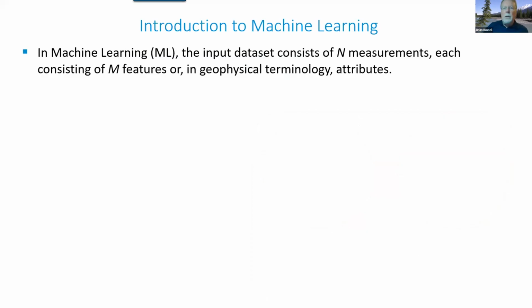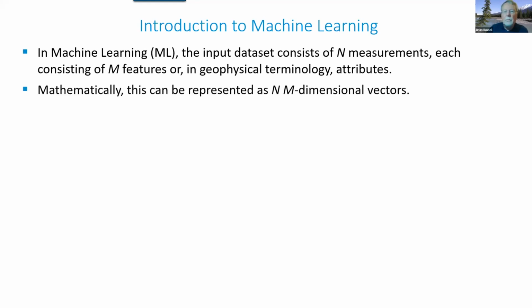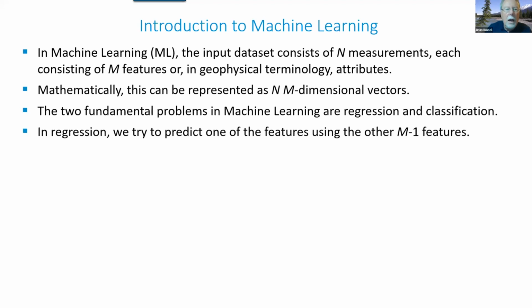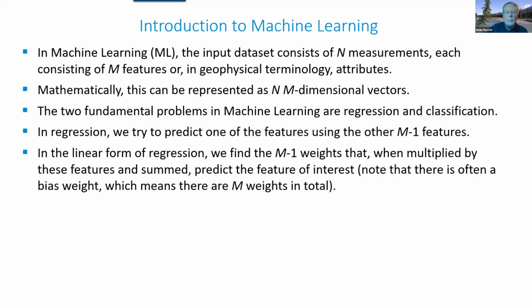Okay, so let's start with an introduction to machine learning. In machine learning, the input data set generally consists of n measurements, each consisting of m features, or in geophysical terminology, what we call attributes. Mathematically, you can represent this as n m-dimensional vectors. The two fundamental problems in machine learning, actually there's more than that, but the two most important ones are regression and classification. In regression, we try to predict one of the features using the other m-1 features.